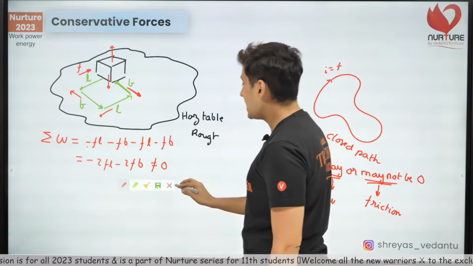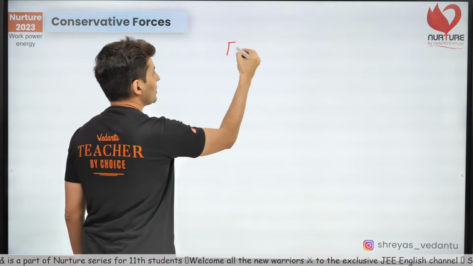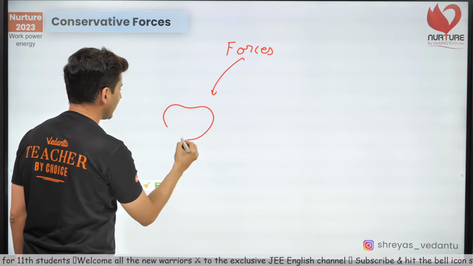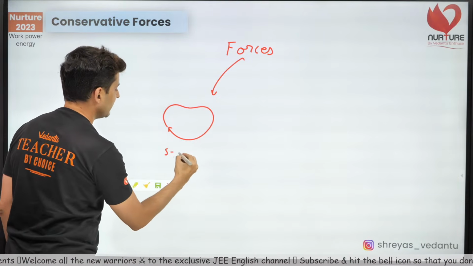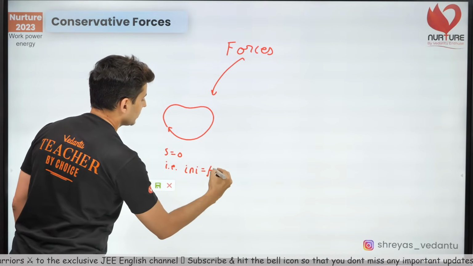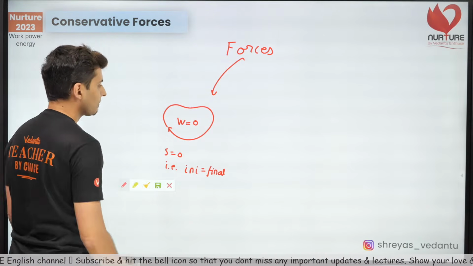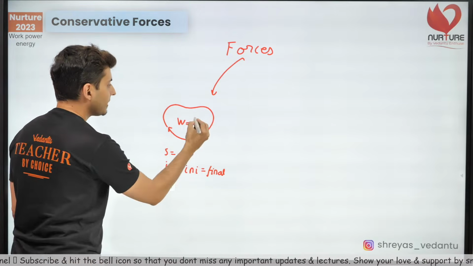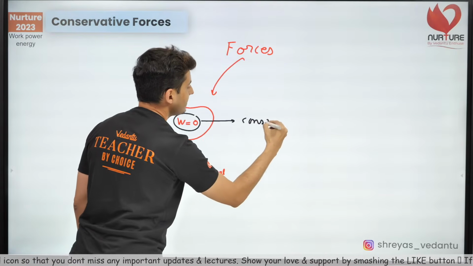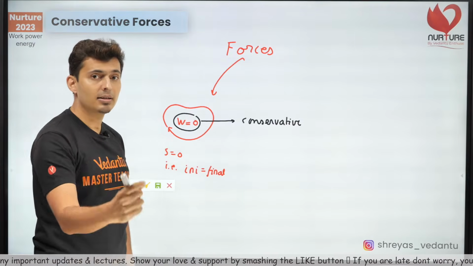So the idea is there are two kinds of forces. The forces in which you start from a point and come back to the same point. Remember, displacement is zero. That is, initial position is equal to final position. And you find that the total work is zero. When the total work is zero, then the type of force is called a conservative force. What is it called? It is called a conservative force.